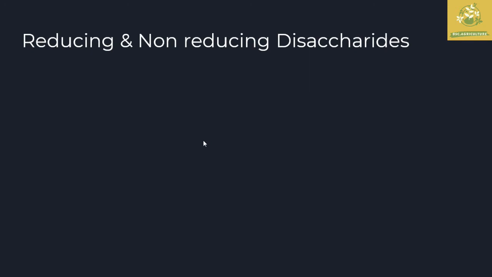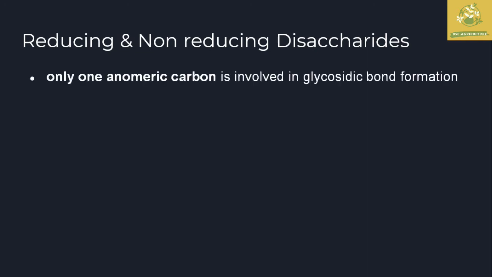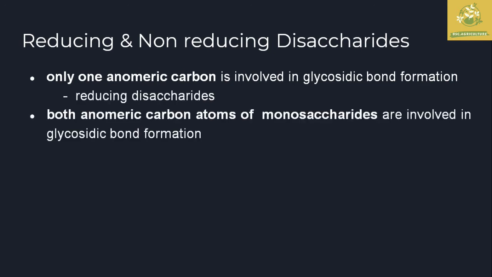I have already given the definitions of reducing and non-reducing disaccharides, and you can see them here. Where only one anomeric carbon is involved in the glycosidic bond formation, it is known as a reducing disaccharide. Where both anomeric carbon atoms of the monosaccharides are involved in glycosidic bond formation, it is known as a non-reducing disaccharide.